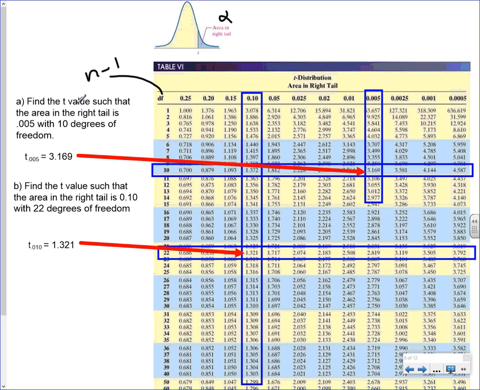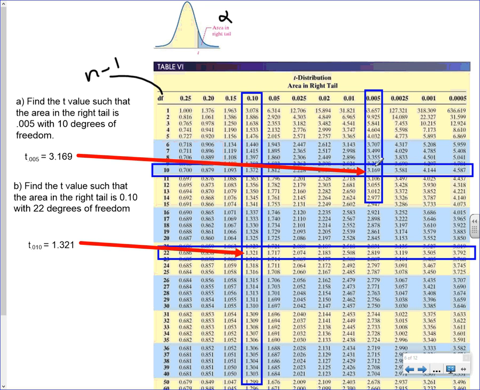So if I just need to find the t value where the area in the right tail is 0.005 and it has 10 degrees of freedom, I'll go to the 10 row and the 0.005 column, and I'll use a 3.169. So that would be what I would use instead of my Z alpha half.